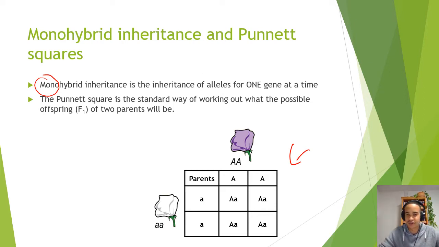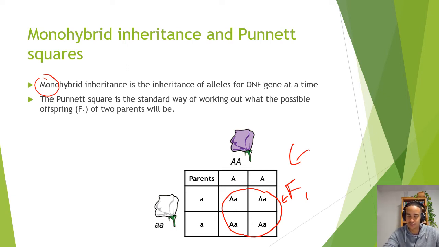Now we've got two flowers and we've crossed them, and we're basically working out what the possible offspring could be. So, a little terminology reminder. These possible offspring, we call them the F1 generation. Okay, so the potential offspring, that's the F1 generation.